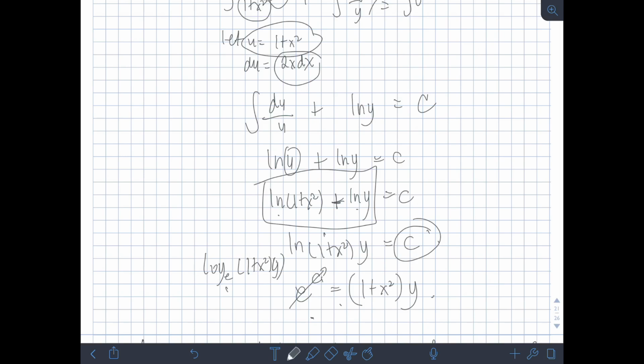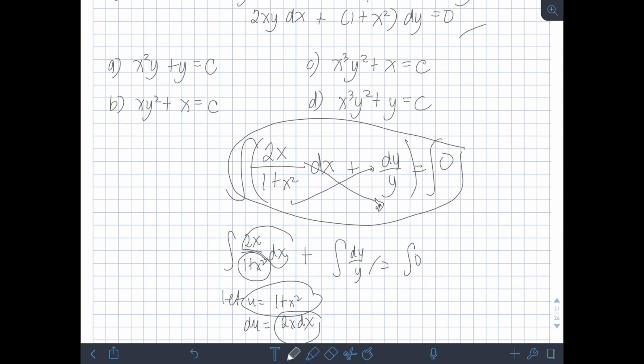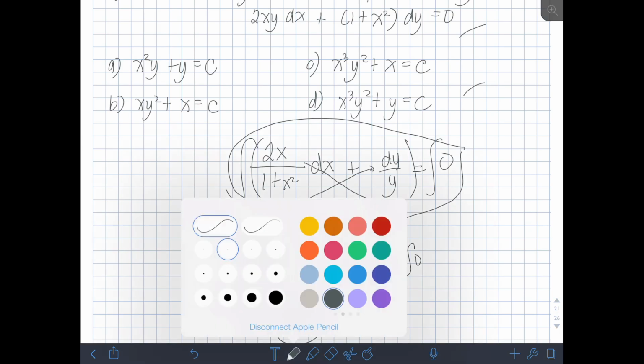Let's say c1, so let c1 be equal to e raised to c. So parang equal na lang ito sa c1. Therefore, our answer is 1 plus x squared y is equal to c1, or kahit c na lang, depende naman sa gagamitan ng variable, kasi dito sila yung ginamit. So, we have the answer is letter A.